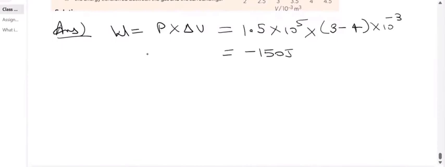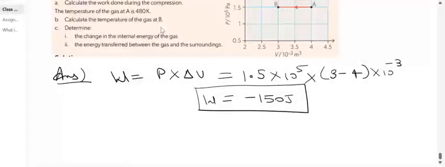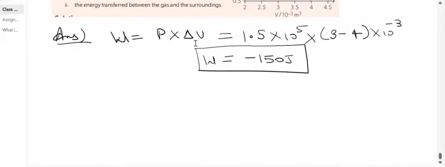After this, what do we have? The negative value of the work done shows us that the work is done on the system by the surrounding. Isn't it? Yes, ma'am. Okay. Now let's take the next question, part B. Calculate the temperature of the gas. How can we calculate the temperature?